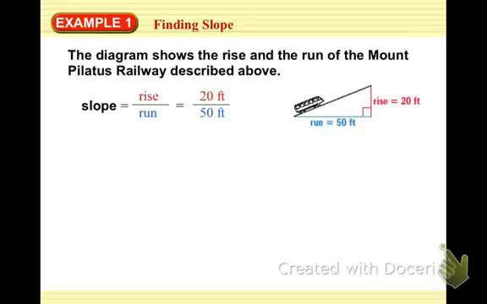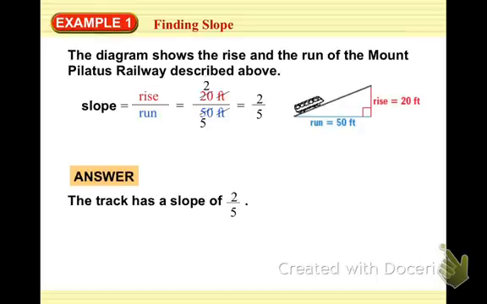So if you have 20 feet over 50 feet, go ahead and reduce that, simplify that, and you would have a slope of 2 over 5. And that would be your answer. So we're going to be looking today at the ratio of rise over run. Note that our rise is a measure of the change in the y-axis, and our run is a horizontal change or change in our x-axis.